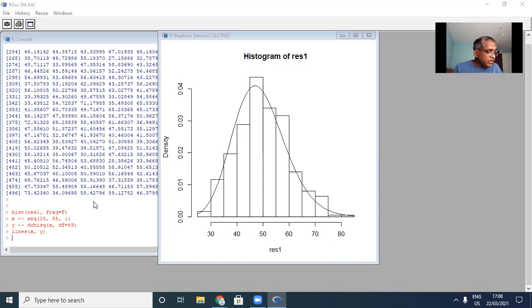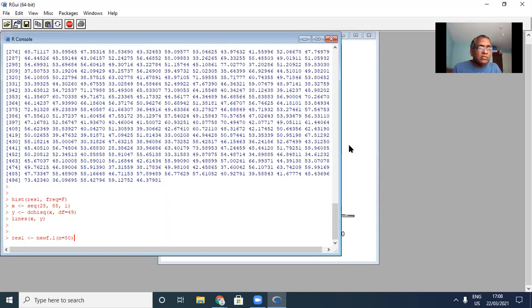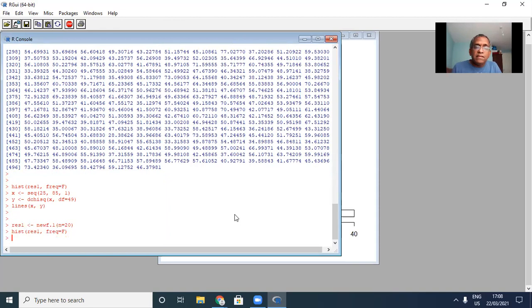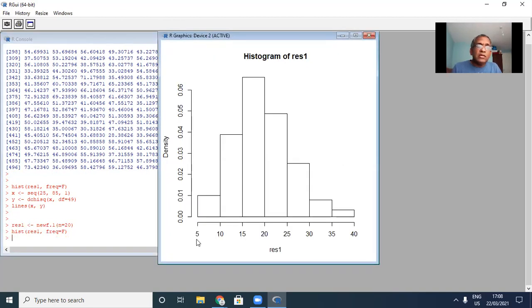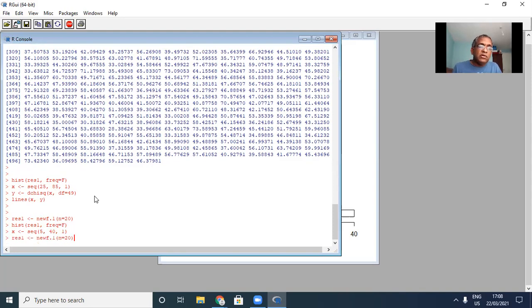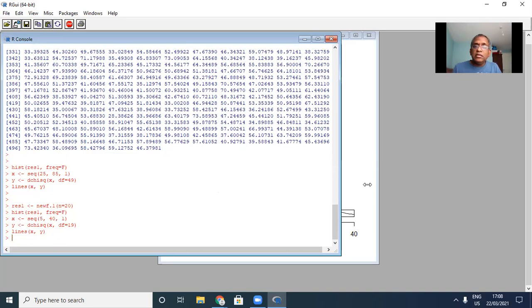So in this case, I've taken n to be 50, but you can do the same thing with other values for n. So suppose I choose n to be 20, right? Then your histogram is this. As you can see, the histogram goes from 5 to 40. So you define your x-axis to go from 5 to 40 in steps of 1, right? And then you define your y. In this case, since n is 20, n minus 1 is 19, right? And finally, you use the lines command. And this is what you see.